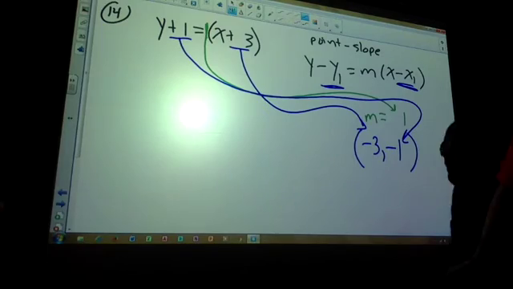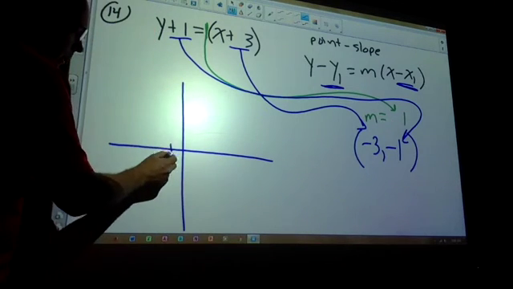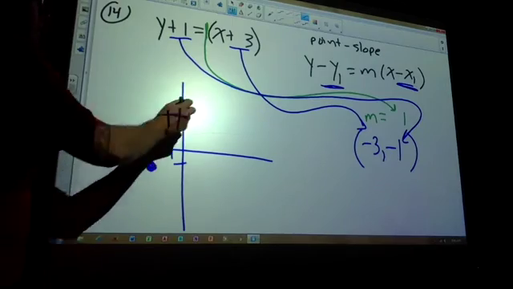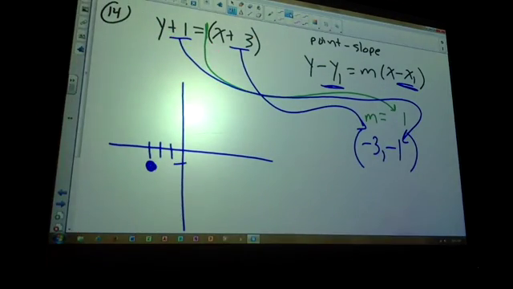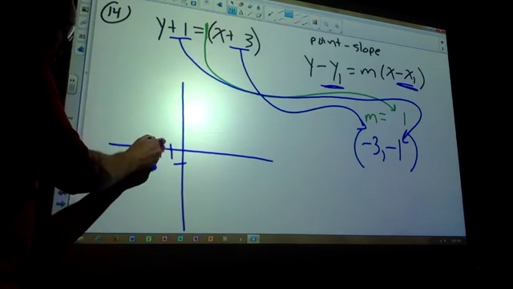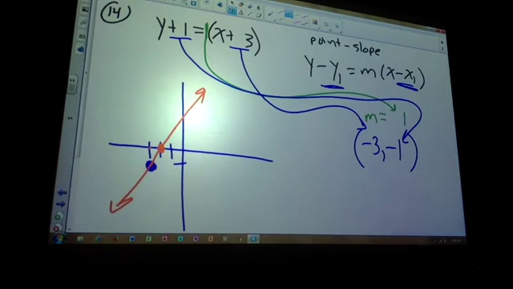That's it. So now we can go ahead and graph this. My point that I'm going to plot is negative 3, negative 1. And my slope from that point, I'm going to go up 1, right 1. Am I worried about where it crosses the y-axis right now? No. We happen to find where it crosses the x-axis just by how the problem worked out, but that's fine. What else we got?